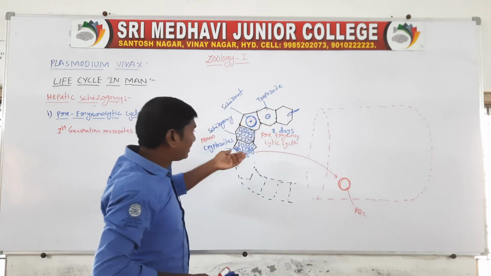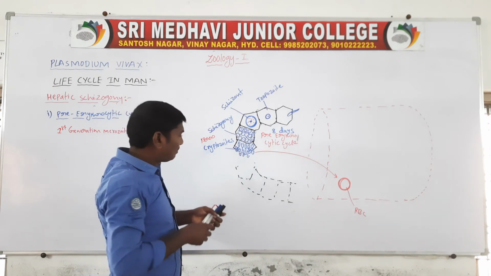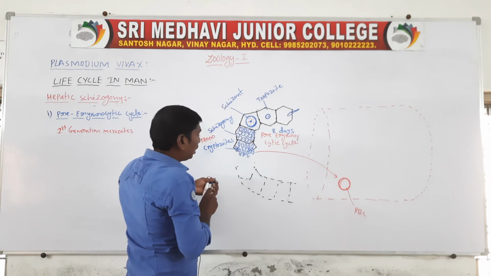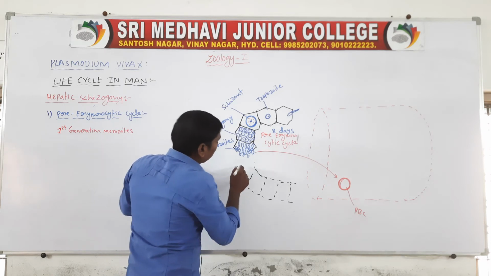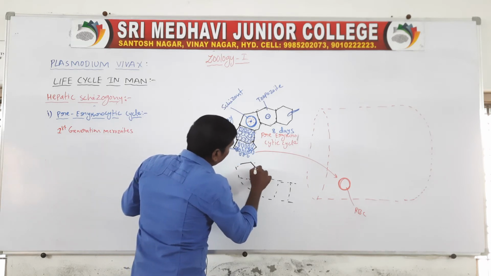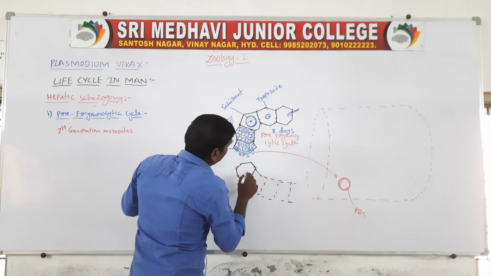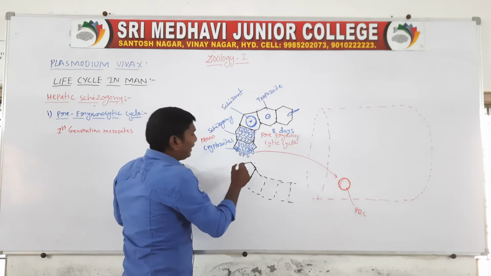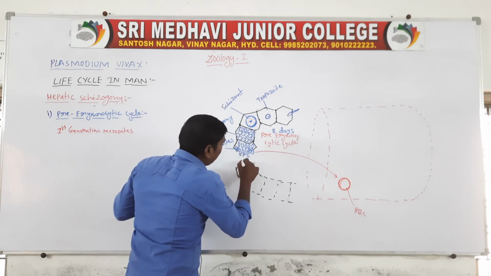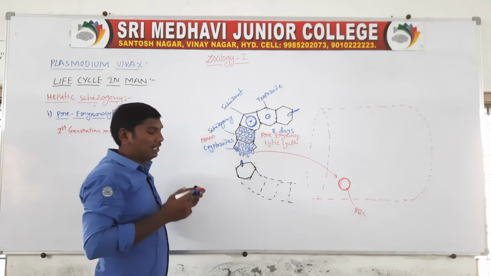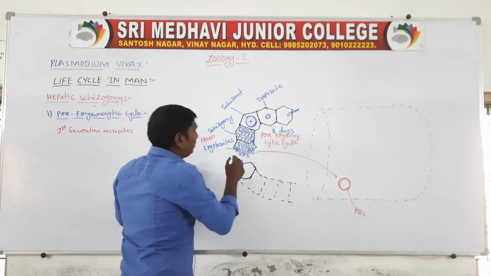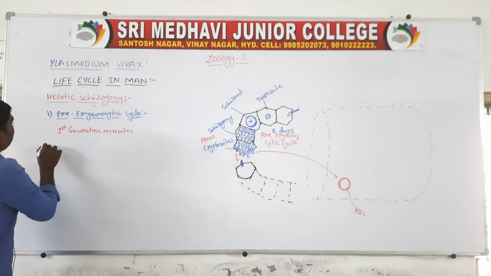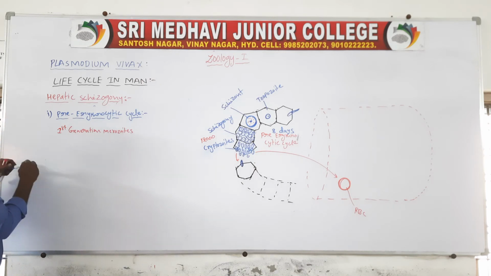Next one, the second option. Another option, these cryptozoites enter into a new liver cell. Second option, these cryptozoites entering into the new liver cell, they continue to the exo-erythrocytic cycle. Second heading, exo-erythrocytic cycle.